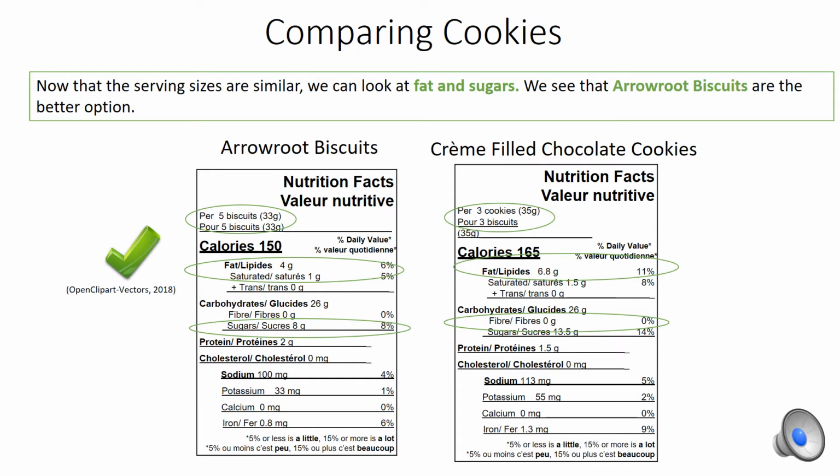So now that the nutrients for the creme-filled chocolate cookies have all been multiplied by 1.5, and now that our serving sizes are similar, we can look at fat and sugars. So we see that arrowroot biscuits are the better option.